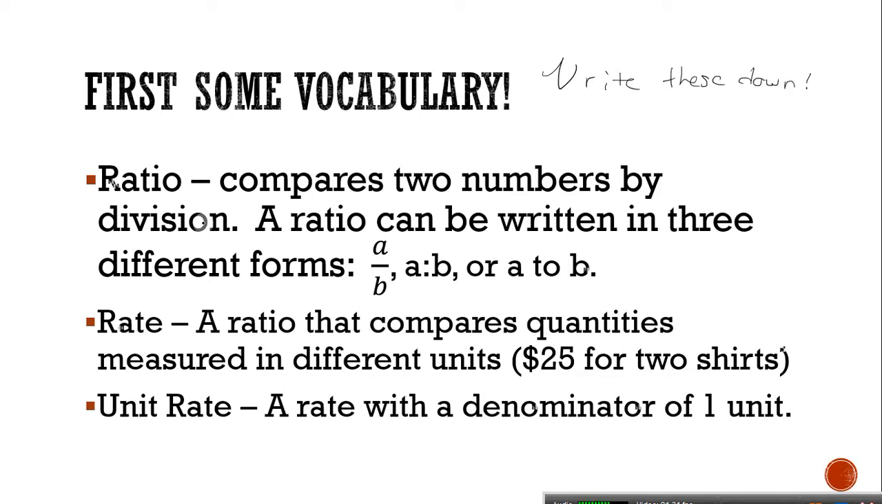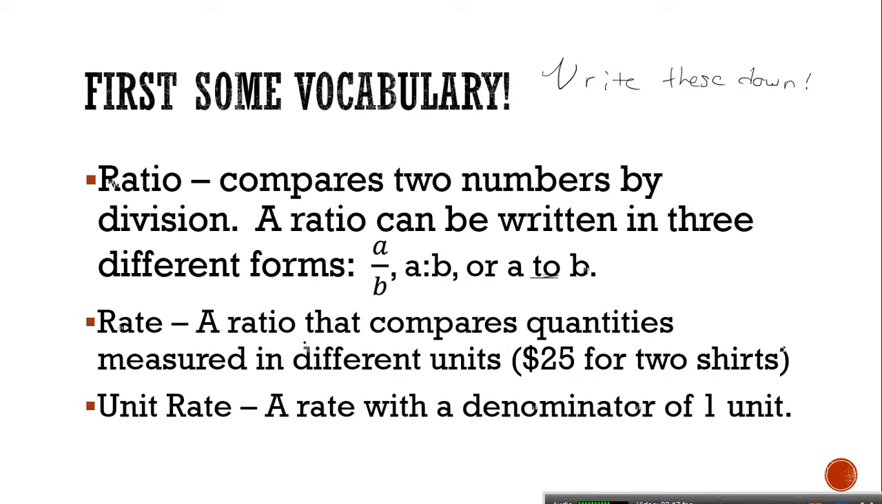These are going to look like a rational number. A ratio can also be written in three different forms. One of them looks like a rational number. One of them has a colon in between, or you can just write the word "to" in between. You can read all of them as A to B.